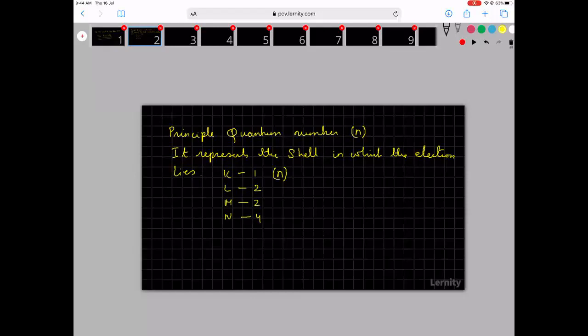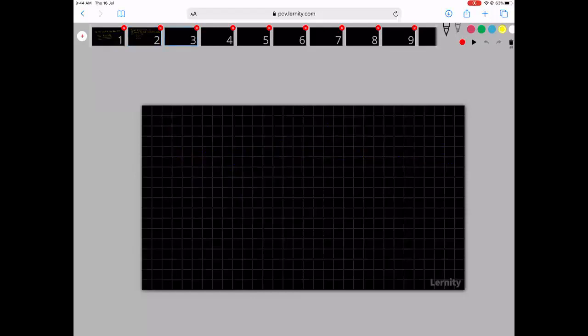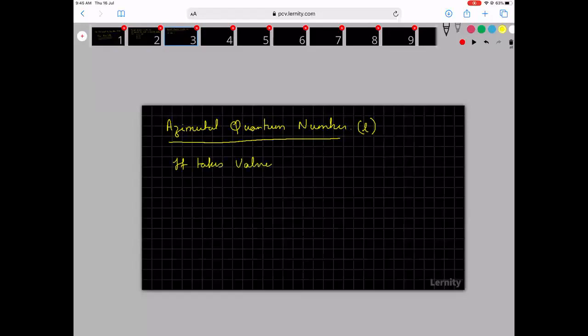Then I told you about the azimuthal quantum number. The azimuthal quantum number is represented by L. It takes values from 0 to n minus 1.